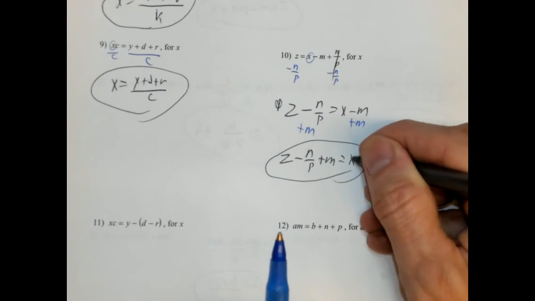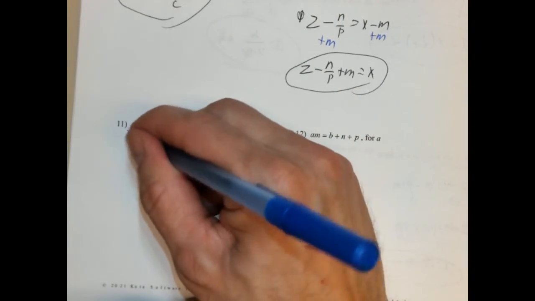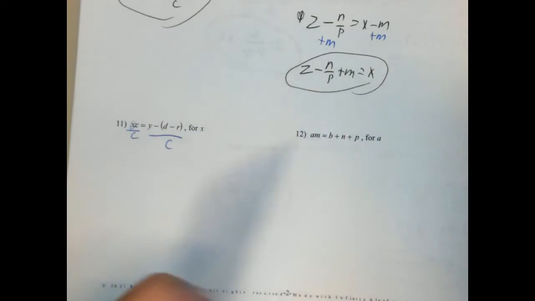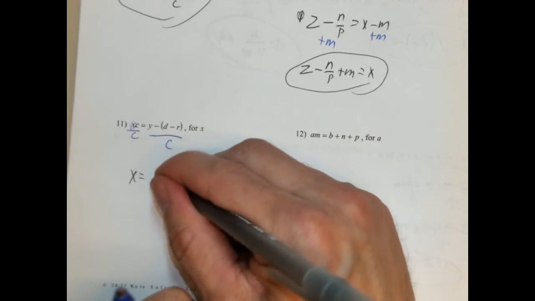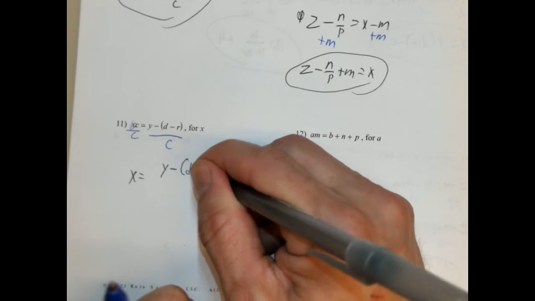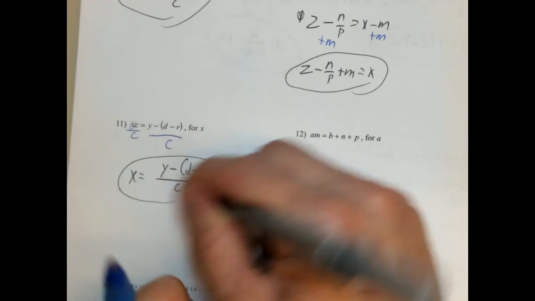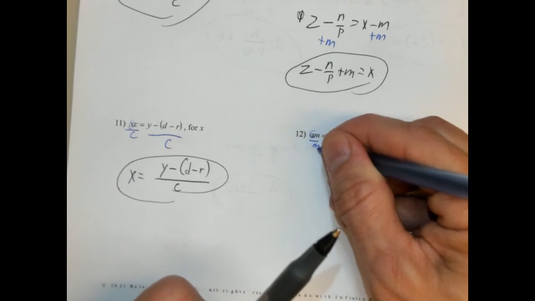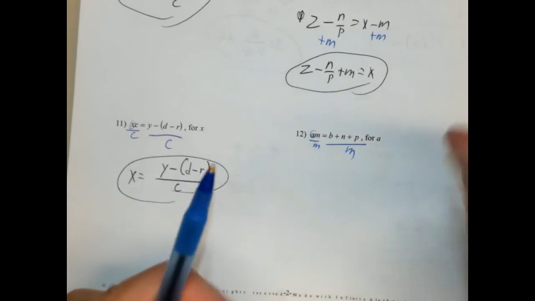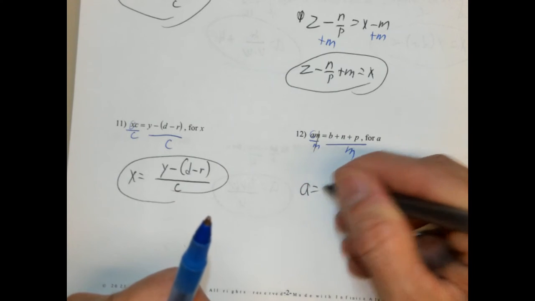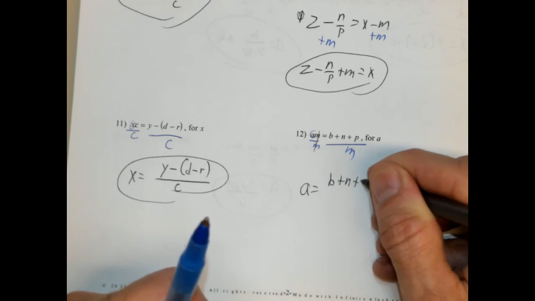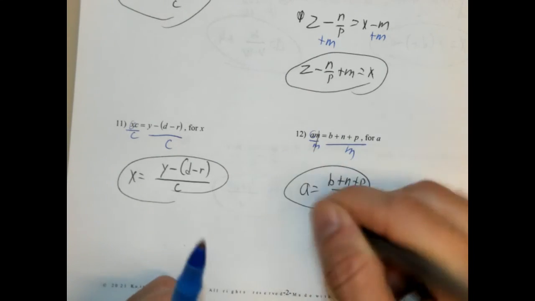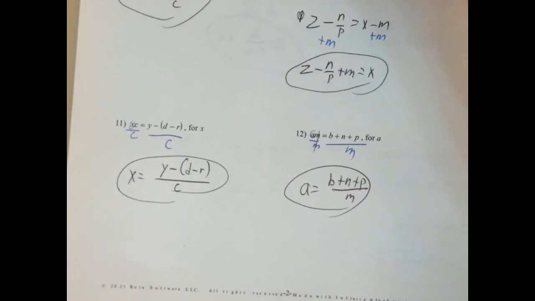And then the last two. Solving for x, so we're going to divide everything by c. So x equals y minus dr minus r in parentheses and all over c. And then the last one's right here, so we're solving for a. Let's divide everything by m. M's cancel, so a will equal b plus n plus p all over m. And that's it. All right, let me zoom out so you can see all that.